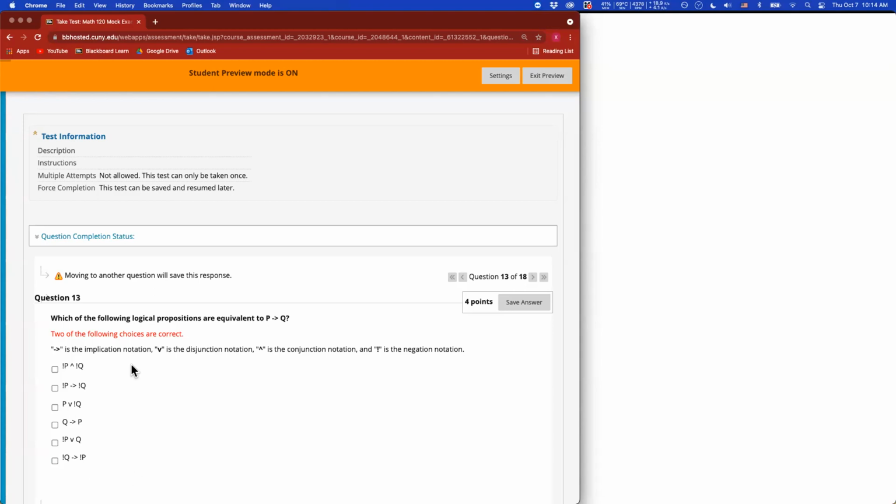Okay, so here you're asking which of the following propositional logic statements are equivalent to P implies Q. Well, we know not Q implies not P is true, right? That's the contrapositive. And then we can also have, if P is true then Q is true, or we can have not P or Q. So the last two are true.